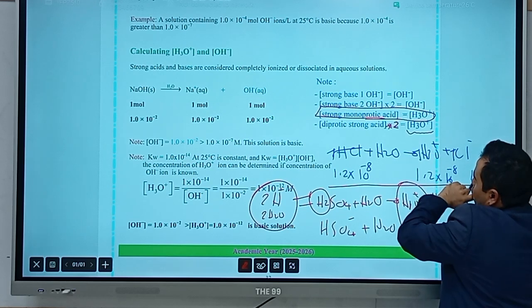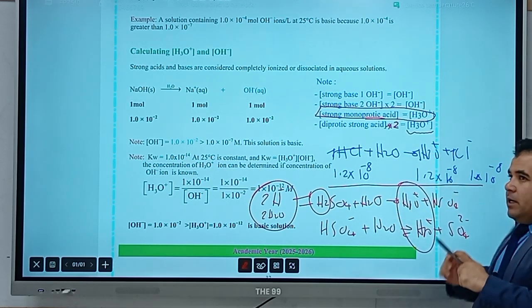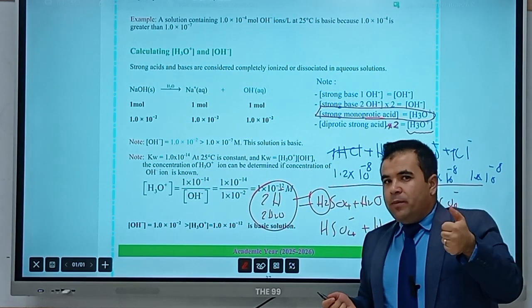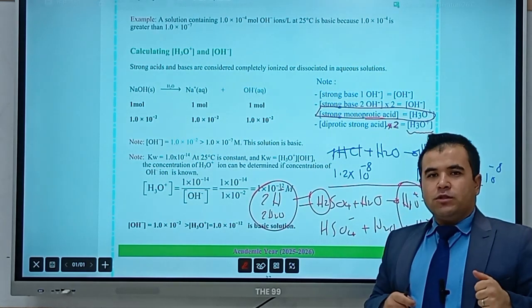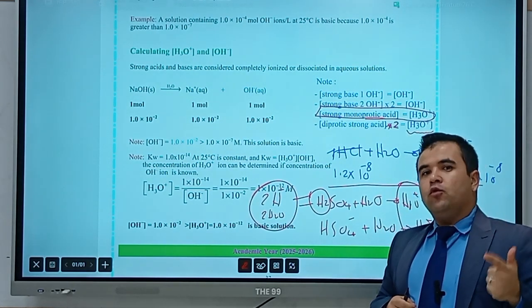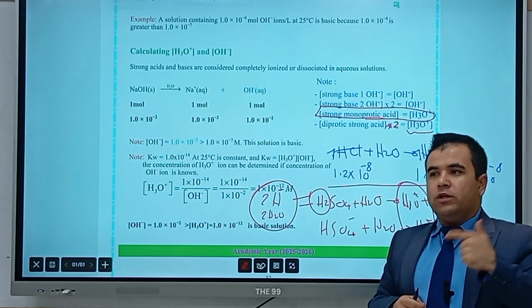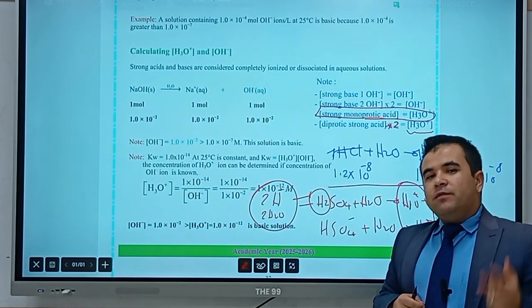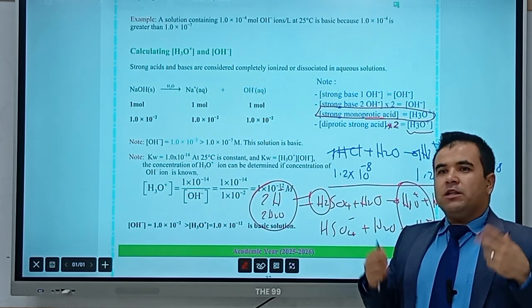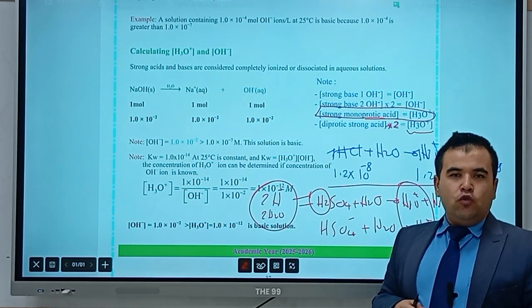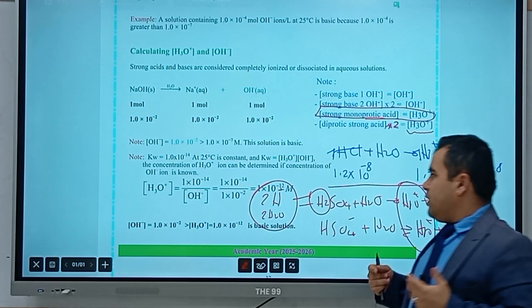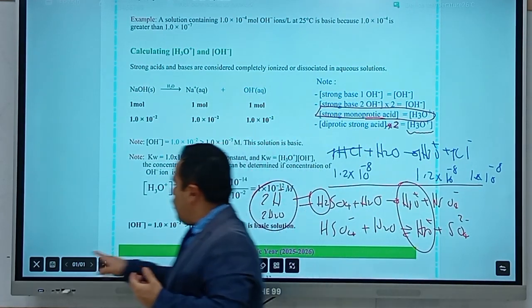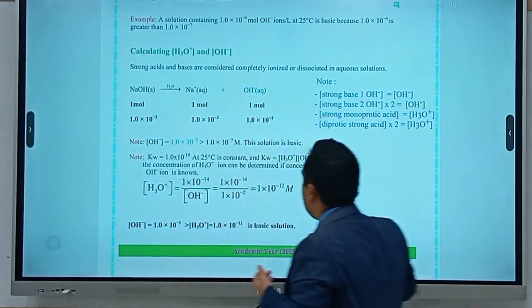Why? Because it's diprotic. Simply, if the concentration of a strong base of group 1 is given, directly the hydroxide is equal to their concentration. If group 2 is given, multiplied by 2 equals the hydroxide. If a diprotic acid is given, multiply by 2 and you'll get the hydronium. If a monoprotic acid is given, it is directly equal to the concentration of the hydronium.